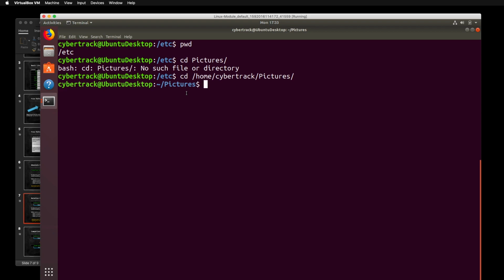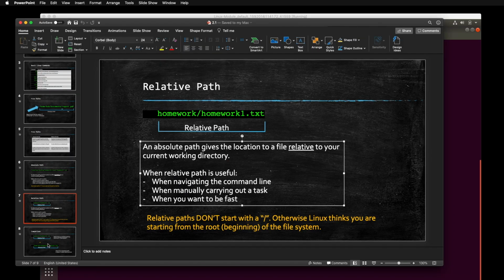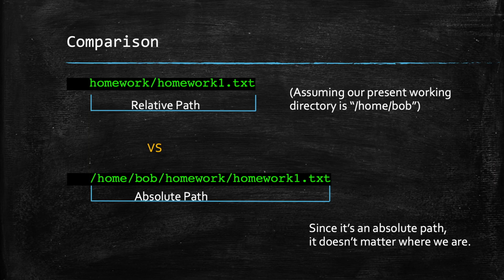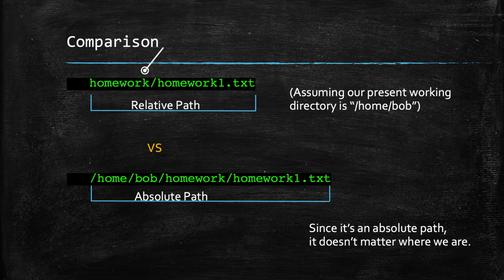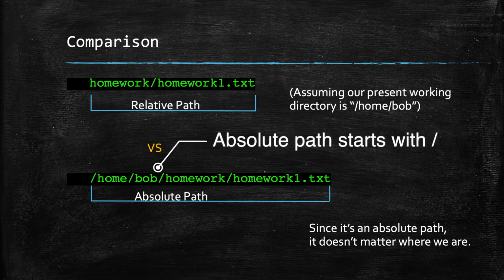So based on your current location, you need to know where different directories are. I hope this is making sense. Absolute and relative file paths are very important to understand. So here's a comparison. We've got homework/homework1. This is a relative path. Notice how it doesn't start with the slash. Then we've got the full absolute path. This is going to start with a slash, and it tells you exactly where in the file system that file is, regardless of whatever location you're in.